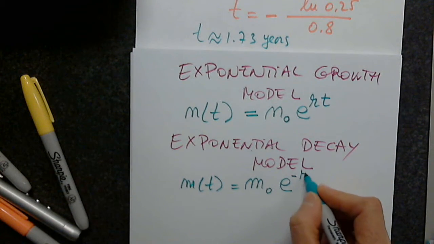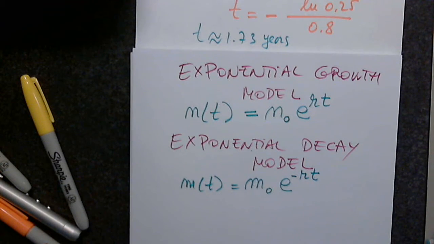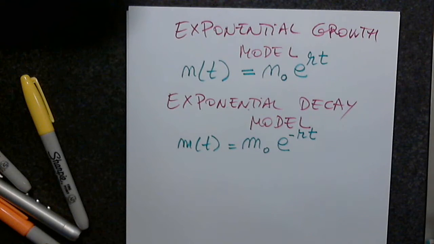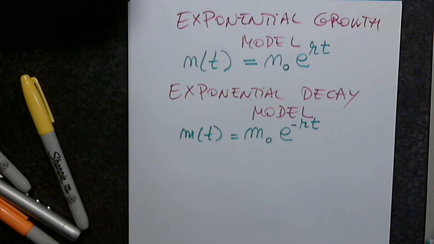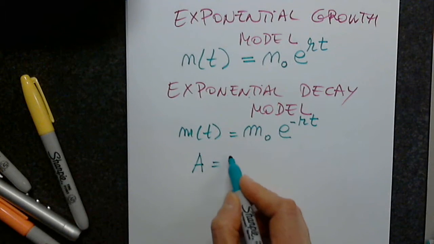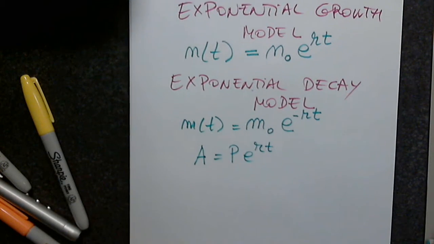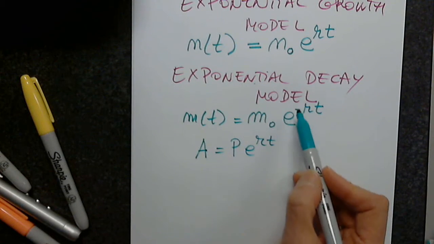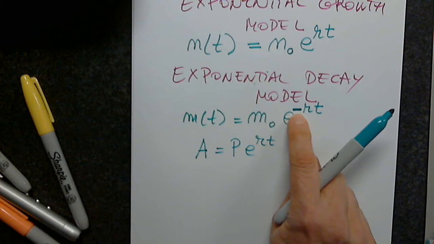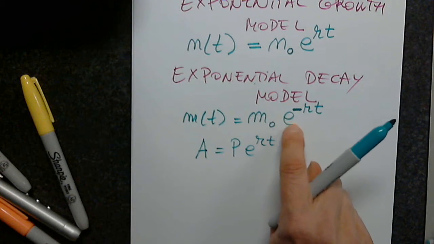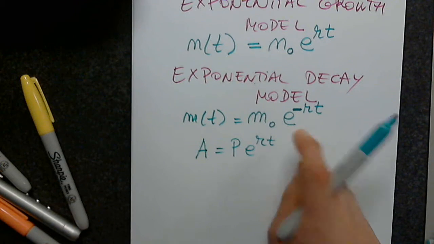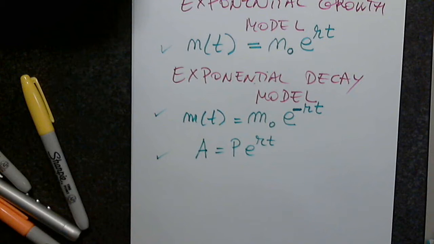and negative RT. And this is exactly the same as the model that we looked at last week with A equals P e to RT. As you see, they're all the same. The only difference is here. Why is this? Because it's decay, and this will be a base less than 1, because it will be e to negative 1 over e. But all these are basically the same. This was the accumulated value, the principal for the interest compounded continuously. So these are all pretty much the same.